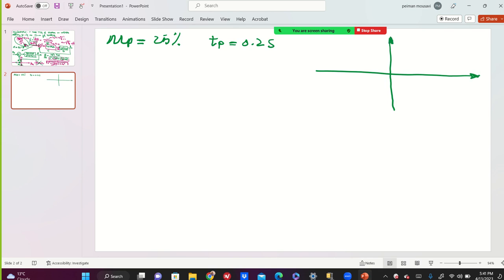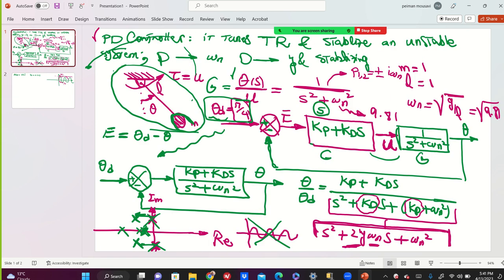So originally the system was this. That sucks. Now I'm telling you, design a PD controller for me that does this. Here we go. I'm transferring this ridiculous response to this. I'm your boss, I'm paying you because you're my engineer. TP must be 0.2 seconds, and this peak must be 25%. Design a controller for me. When I say design a controller, I mean go and determine KP and KD.